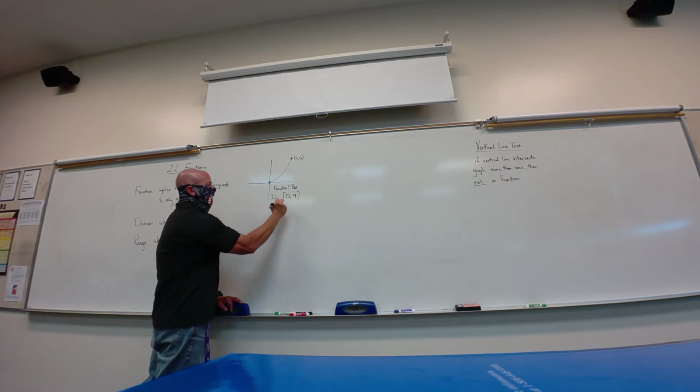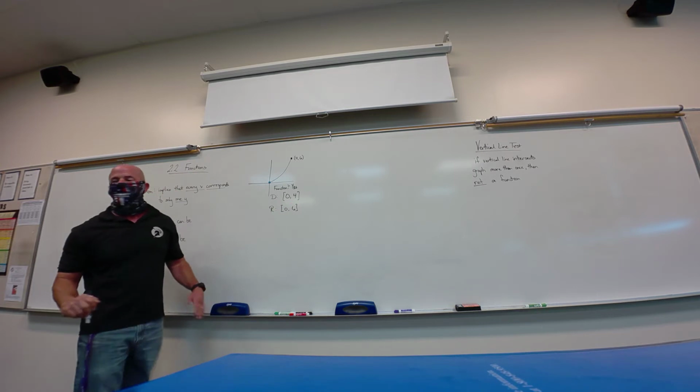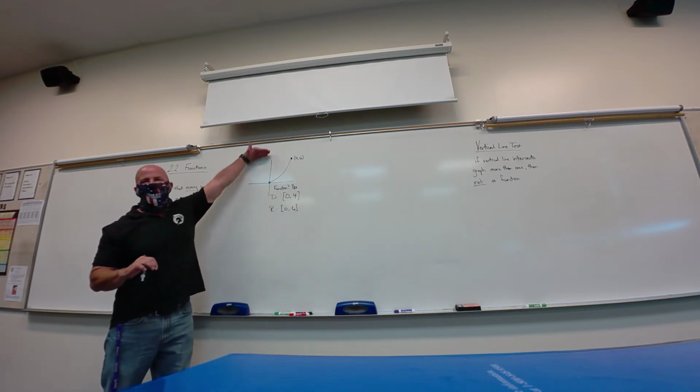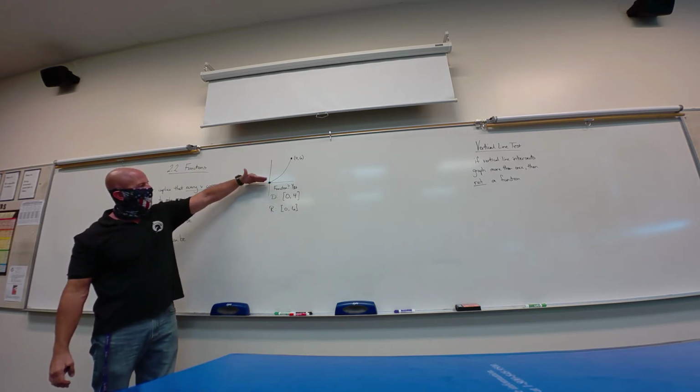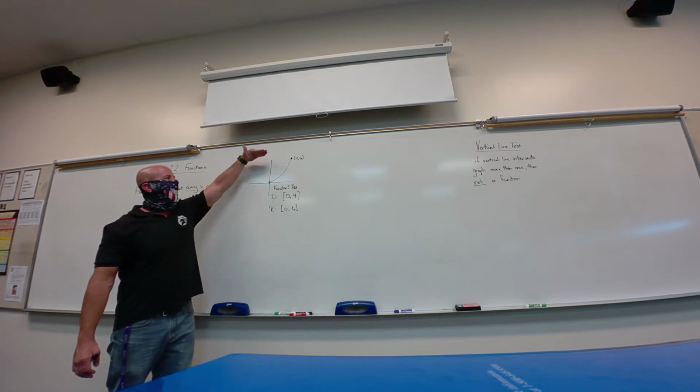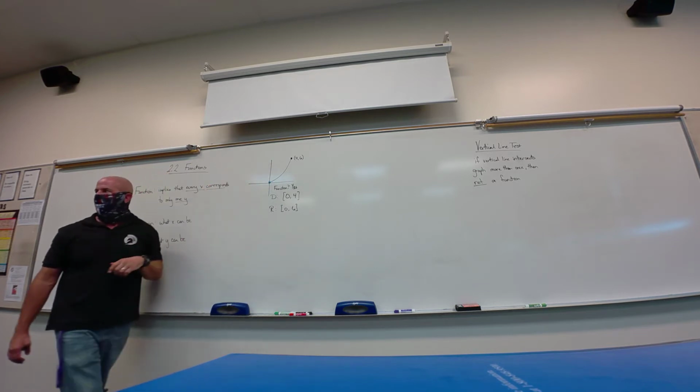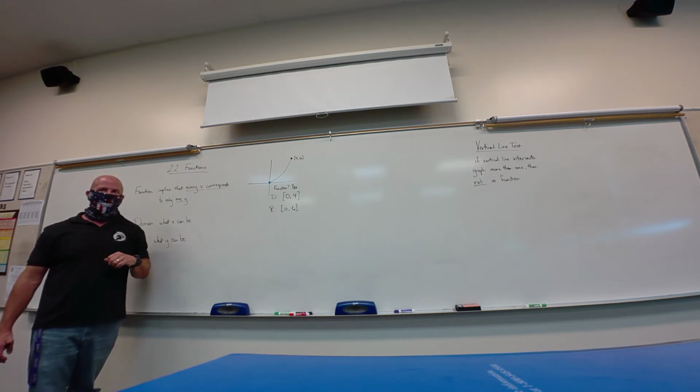Range, smallest y value is 0, largest y value is 6. So y's run bottom to top. So I'm looking at my graph. What's the smallest y value right here? 0. And what's the tallest y value or highest? 6. There's my range. Everybody okay there?